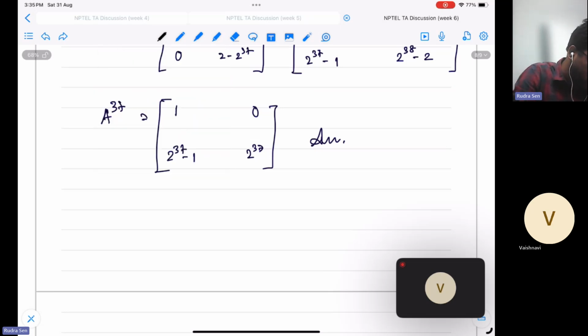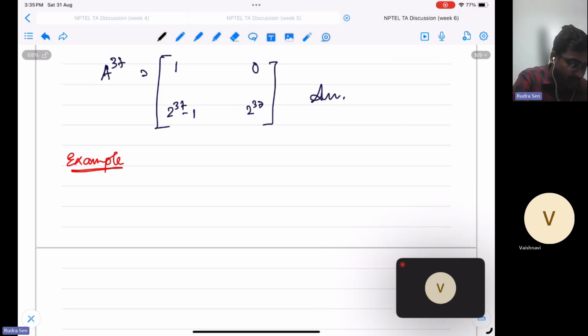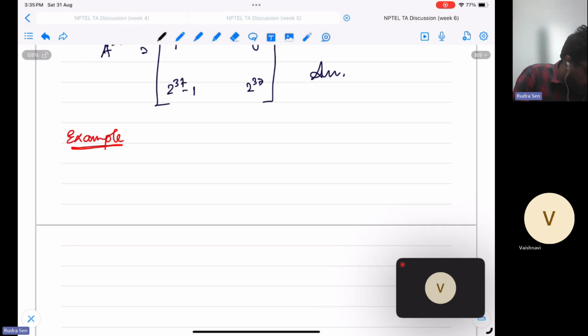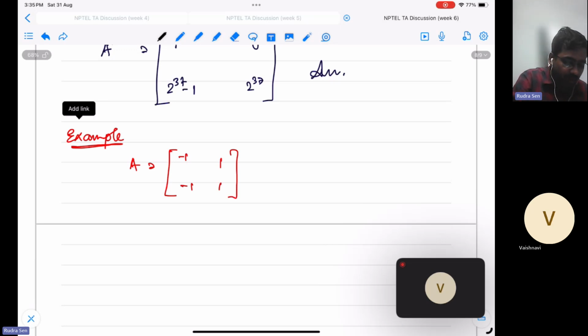Now the next example, the state transition matrix using Cayley-Hamilton theorem. Okay. So if you find any difficulty to understand, you just stop me anywhere, so that I can explain whatever. So what's the matrix that is given to you? This is A equals -1, 1, -1, 1. This is the matrix that is given to you, and you have to find out e to the power At.